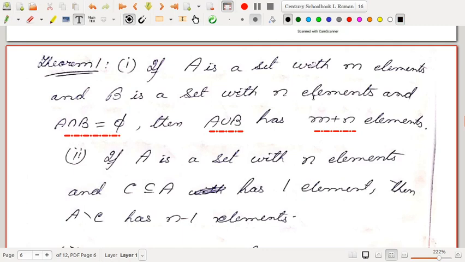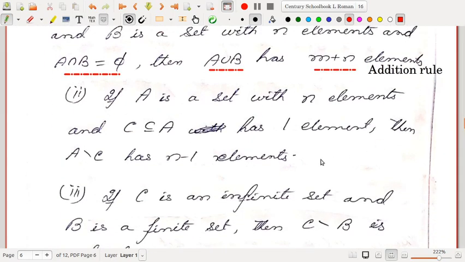This first part is also called the addition rule of counting. And if A is a set with n elements and C, a subset of A, has one element only, then A difference C has n minus 1 elements. So that is a variation of, or a type of, subtraction rule. Subtraction rule for counting.